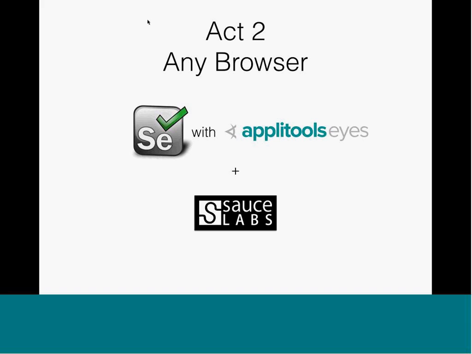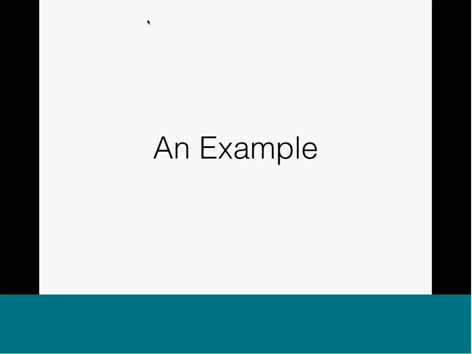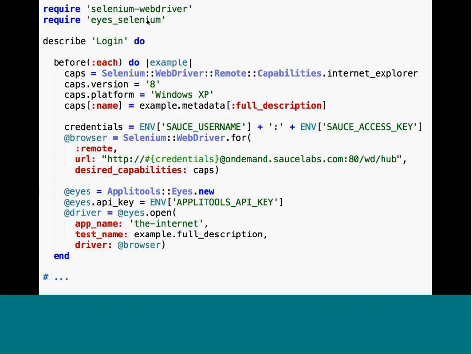So we can add in Sauce Labs. Sauce Labs gives us access to every browser and operating system combination that we can think of. And also, just like with Applitools Eyes, it's done with just a few lines of code. So an example: if we take the previous example we just built on and make some additional modifications to our test setup, this is what it looks like.